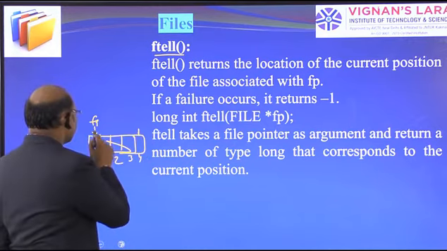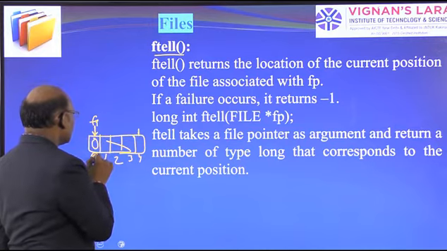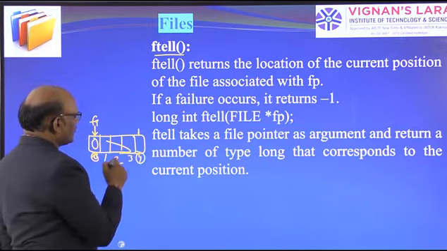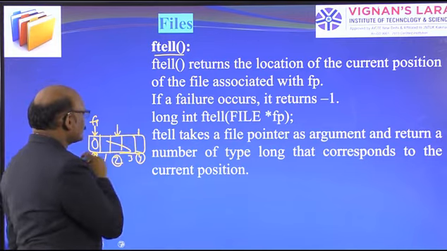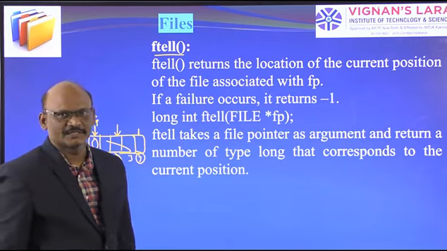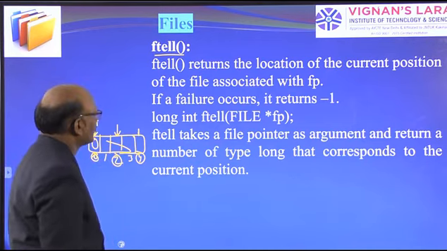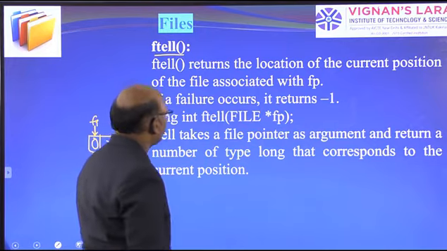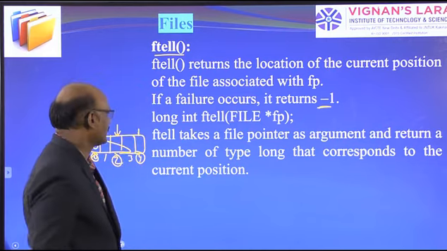See here, suppose the file pointer is at the beginning, then it returns 0. Suppose it is at the end, it returns 4. Suppose the file pointer is here, it returns 2. That is the location of the current position of the file pointer. If a failure occurs, it returns -1.